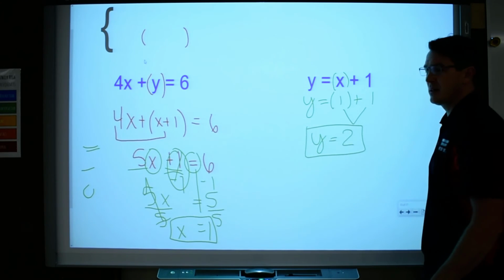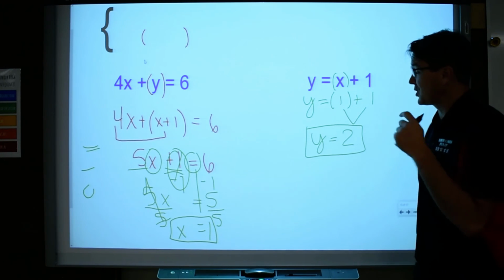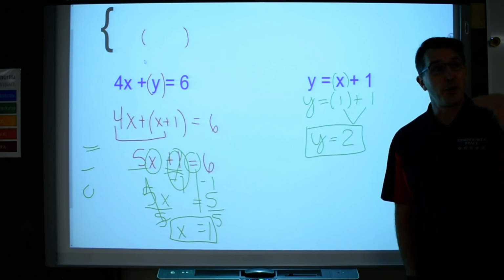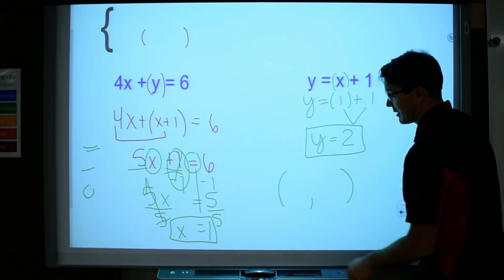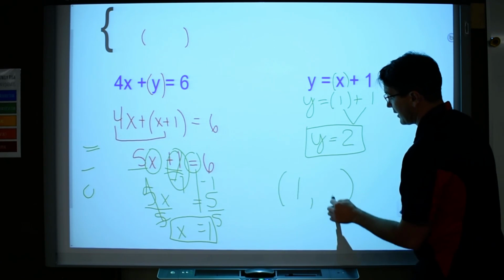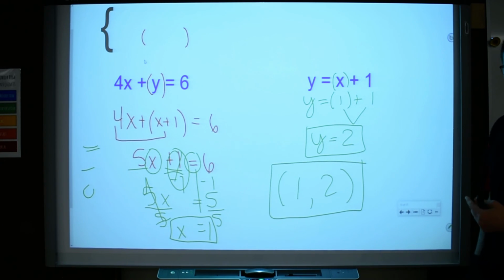Am I done? No. The biggest mistake that we see, Mr. Nelson, Ms. Garcia, and myself, is that students will do all this beautiful work, but they'll forget that final step. And that final step is to make the ordered pair that makes this statement true. That's where x is 1 and y is 2. This is the solution to the system of equations. You have to write that. That is the most important part.